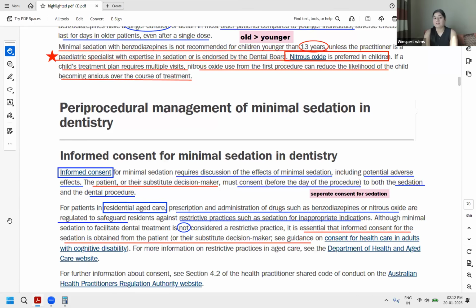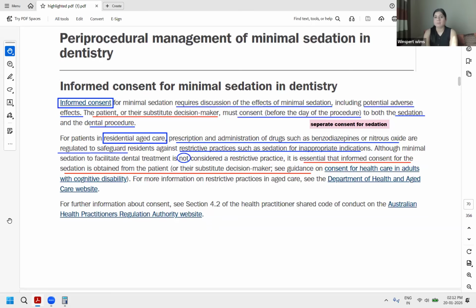Then your most important task will be to obtain consent for the minimal sedation. All the benefits, side effects, adverse effects should be discussed with the patient, their family, or substitute decision maker if involved. And they must consent before the day of the procedure. And next day you prepare for the procedure like that.